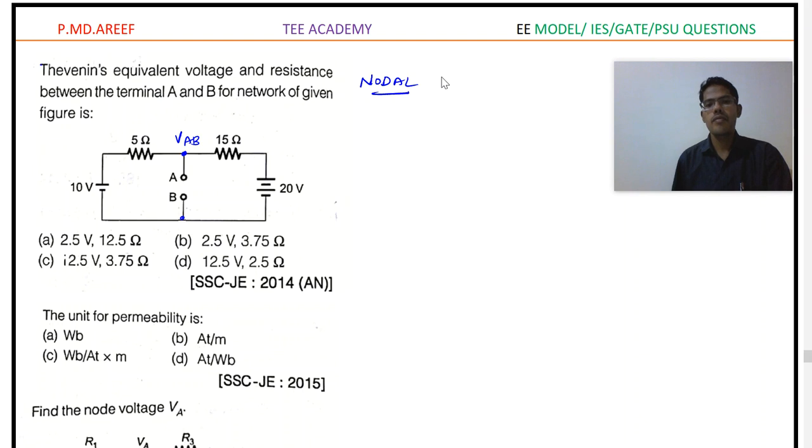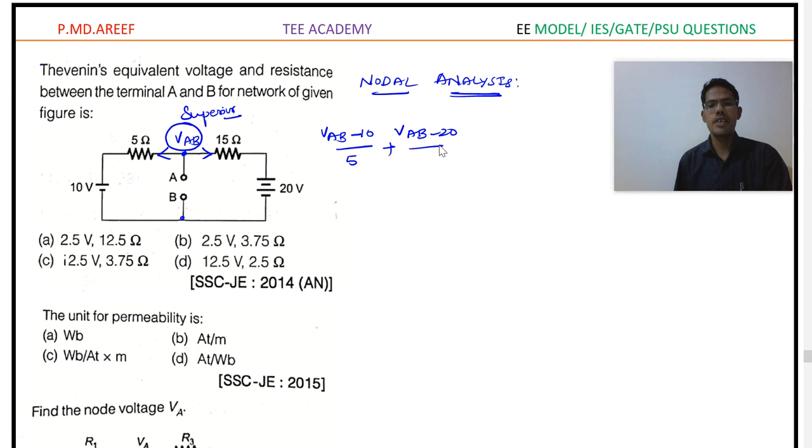So nodal analysis. As per the nodal analysis, whatever voltage you are taking is superior. Okay, so based on this concept, I'm going to apply. Superior means whatever the current it is going to deliver here. So the current directions are assumed, so we take the currents. So V_AB is a higher value, and this will be the lower value, so we write (V_AB minus 10) divided by 5 plus (V_AB minus 20) divided by 15 is equal to 0 here.